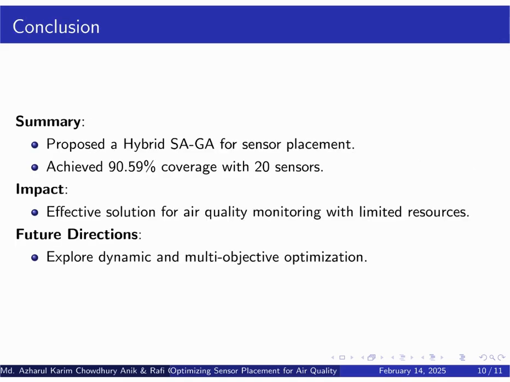In summary, our work presents a hybrid simulated annealing and genetic algorithm approach to optimize air quality sensor placement. Our method achieved 90.59% coverage, significantly improving upon traditional methods. This work paves the way for smarter, more efficient air quality monitoring systems. Future research will focus on enhancing efficiency and adaptability for real-world conditions.